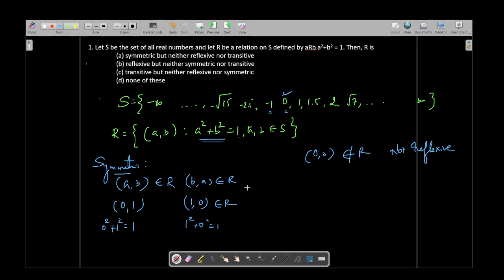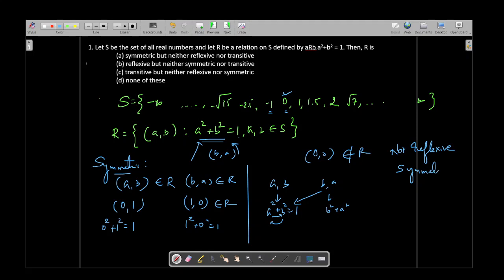What I'm trying to say is, for every a comma b which satisfies a square plus b square equal to 1, b comma a should also satisfy this condition, because b comma a gives b square plus a square. We are just interchanging the position of these two elements, but that does not alter the sum, which is 1. So any ordered pair a comma b which satisfies this condition, b comma a should also satisfy it. So it is clearly symmetric.